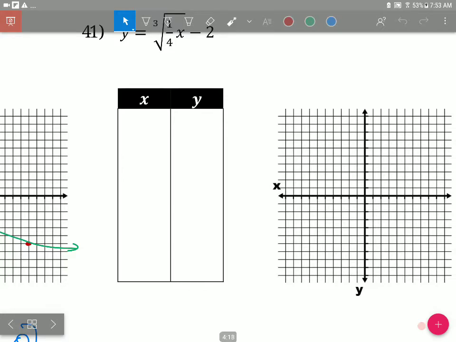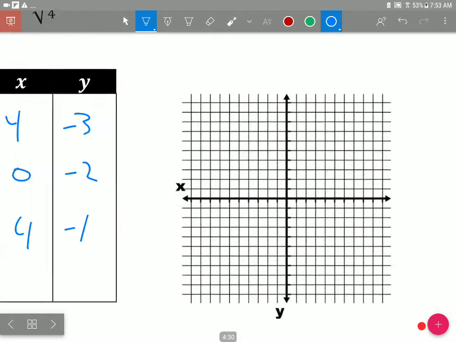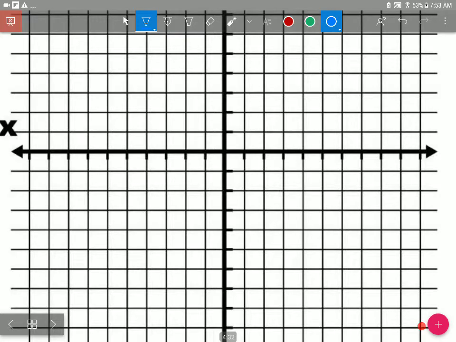All right, so here we go. For problem 41, we've got -4, -3, 0, -2, 4, -1. Oh, that's a 3, -1. No, that's not what I want. I want this. So if you recall, this comes in really, really low, and kind of goes like that. And that's your graph.